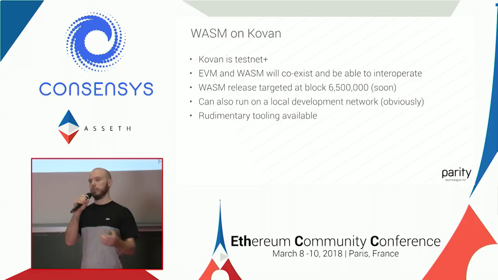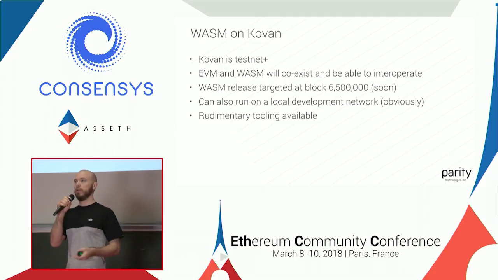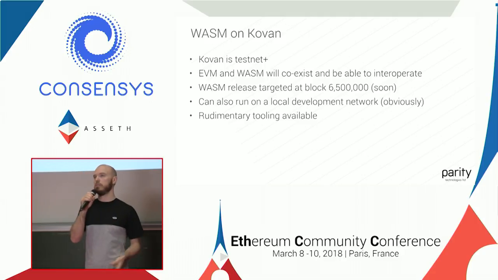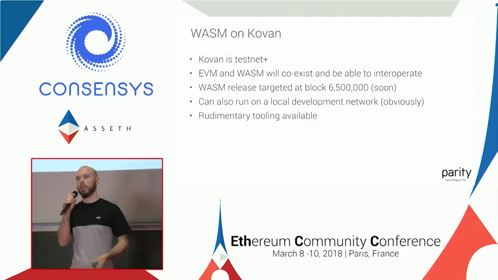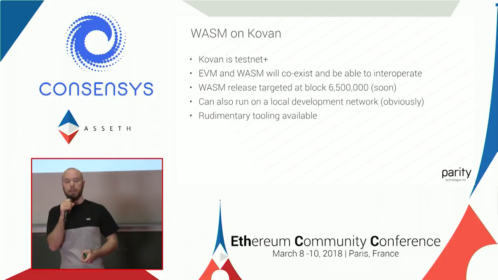But we also want a little bit more out of Kovan, so it's sort of a testnet plus. We like to think that we can experiment with features there. We want to be able to ship secret store and let Kovan users experiment with having contracts store and distribute secrets. And WASM is another one of these examples where we want to try to ship this, see how it works, if people can break it or not, and if they use it or if it's useful. And it's currently targeted at block 6.5 million, which is very soon.